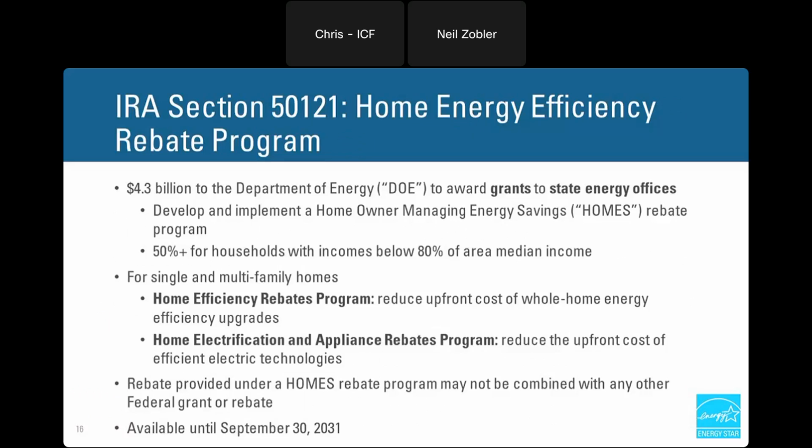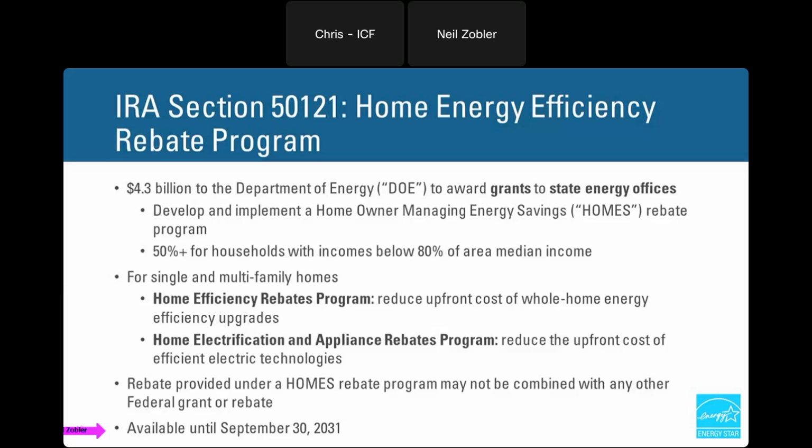Now, Section 5121, Home Energy Efficiency Rebate Program, that's $4.3 billion that the Department of Energy was given to award grants to state energy offices in order to develop and implement homes rebate programs. 50% of the households with incomes lower than 80% of the median income will benefit from that. It's also for single and multifamily homes, as well as the homes rebate programs, but however, that cannot be combined with other federal grant rebate programs. It's available to September 30th, 2031.